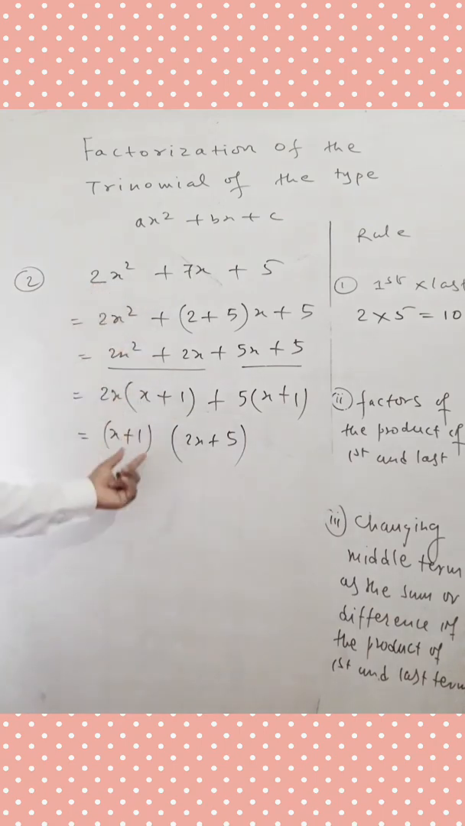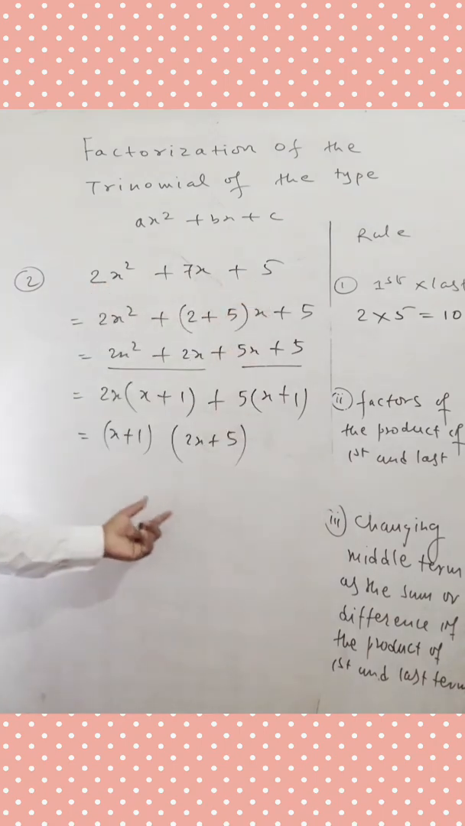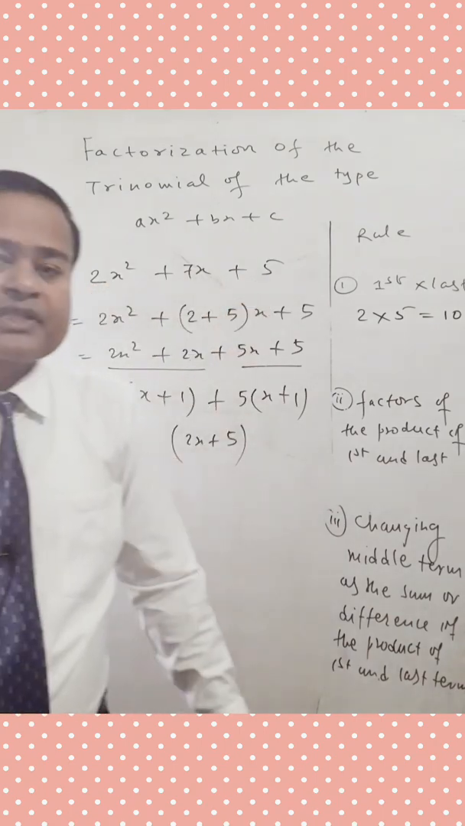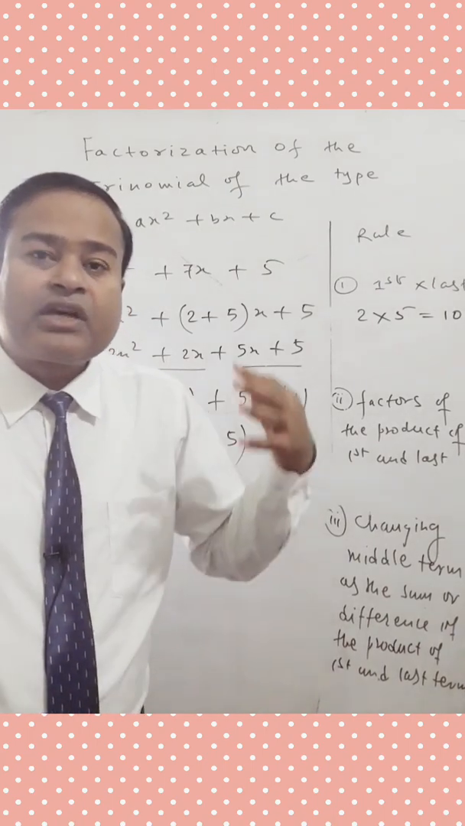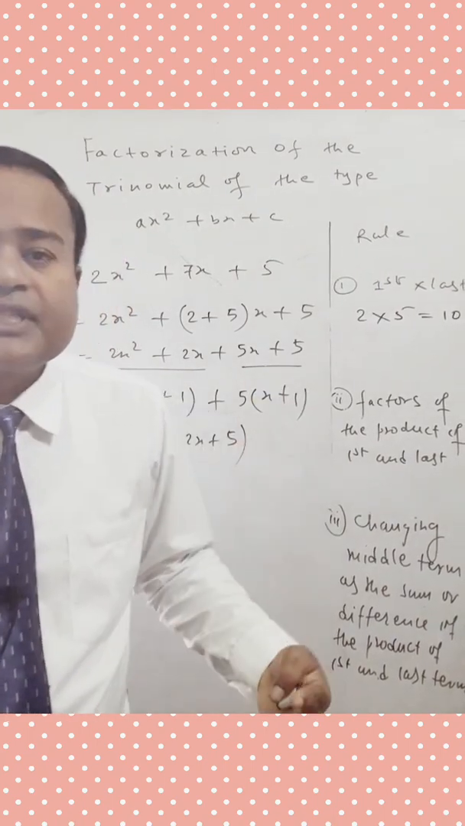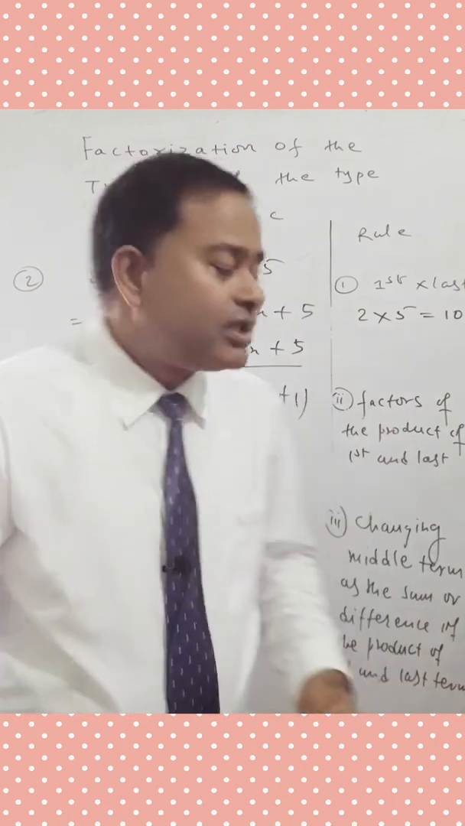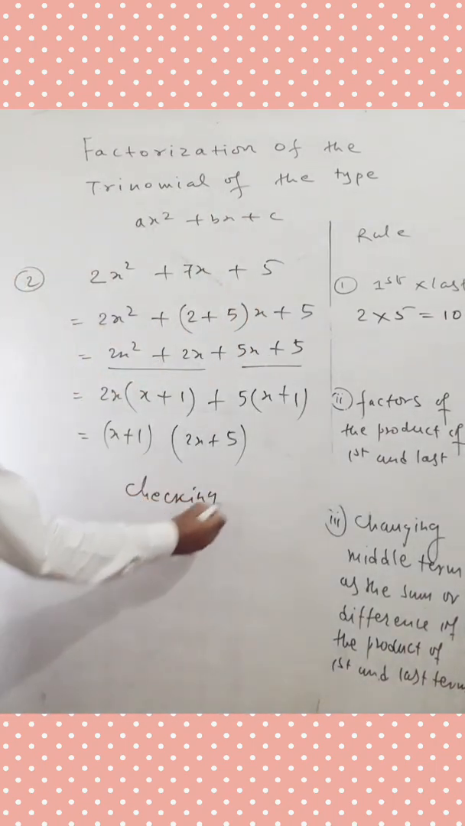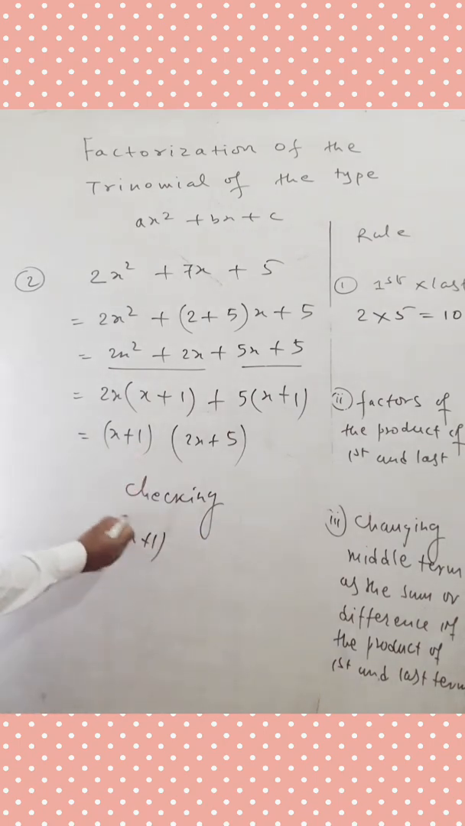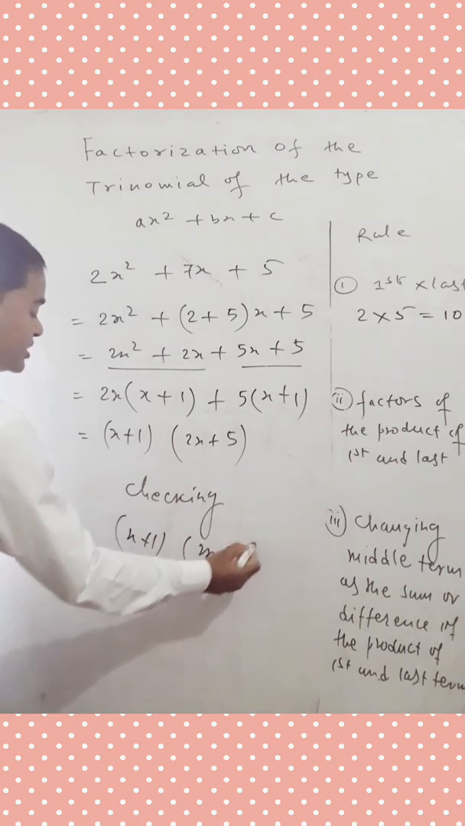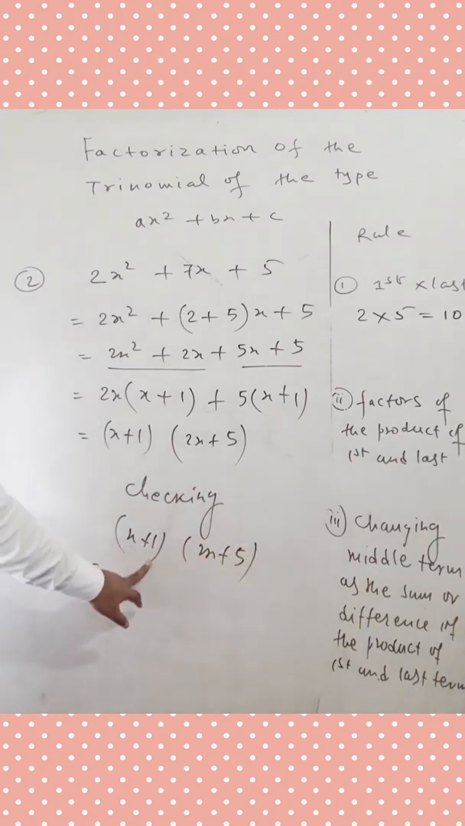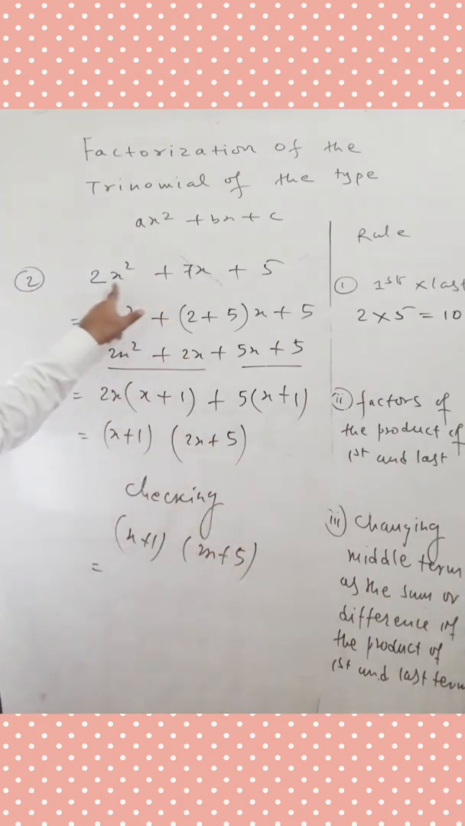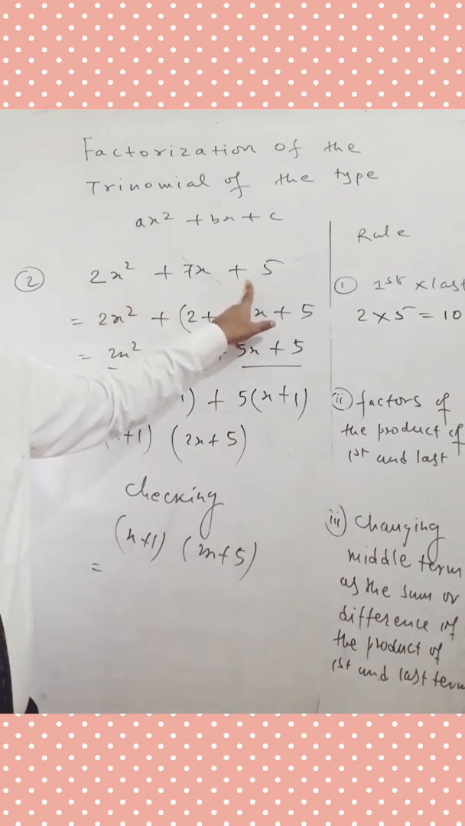That means the two factors of 2x squared plus 7x plus 5 we have got are x plus 1 and 2x plus 5. So now we can check whether our answer is correct or not, whether our solution is correct or not. So dear students, let's do checking, which is not compulsory for the examination. Now let's take x plus 1 and 2x plus 5. The product of x plus 1 and 2x plus 5 again must be equal to the given expression.